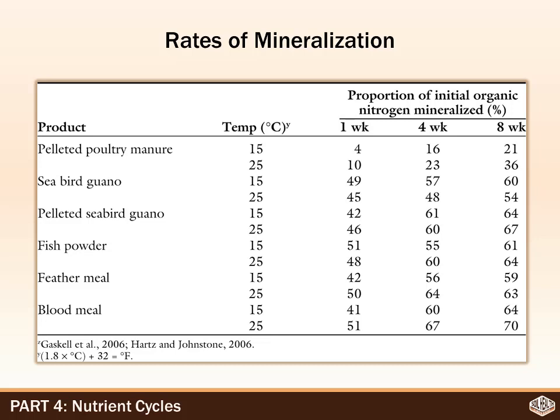When adding materials of relatively low nitrogen composition, one can expect that nitrogen will be released slower. In this case, the pelleted poultry manure, which had only 2 to 4% nitrogen, only released 20% of the nitrogen after 8 weeks. On the other hand, the guano, fish, and blood meals had released well over half of their containing nitrogen.